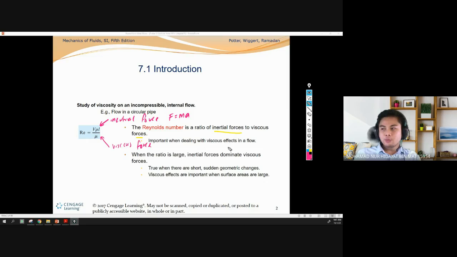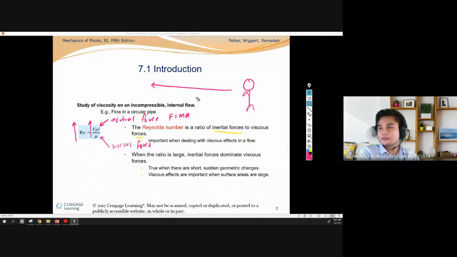So it is important when dealing with viscous effects. When the ratio is large, it means the Reynolds number is very large. So what do you think? Is the velocity increasing or decreasing when the ratio is very large? Yes, the velocity is increasing. As I mentioned before, this is you, moving at very high speed. So the viscosity will drop, the mu will be very small. You can see here, inertial force dominates viscous force. This is true when there are short, sudden geometric changes. Viscous effects are important when surface areas are large.